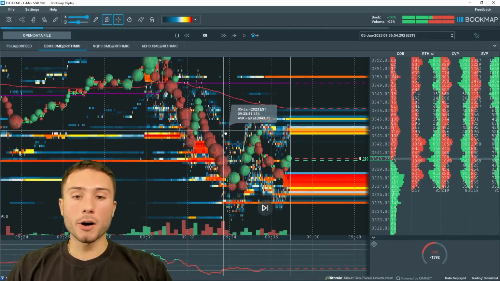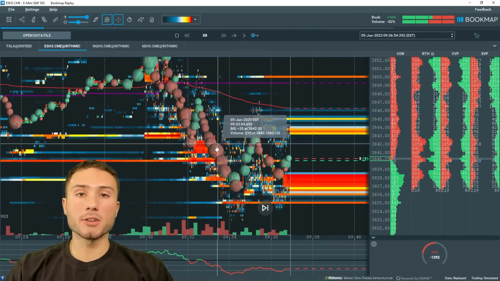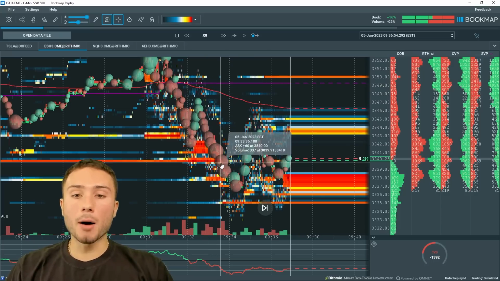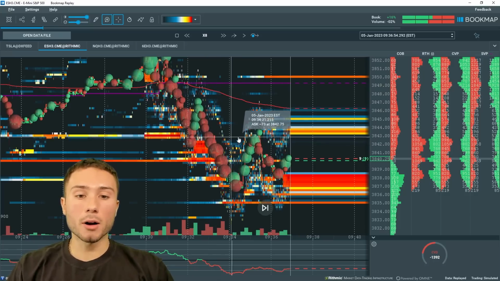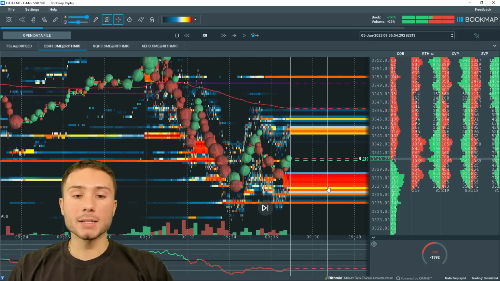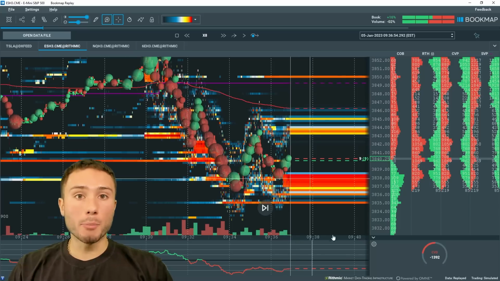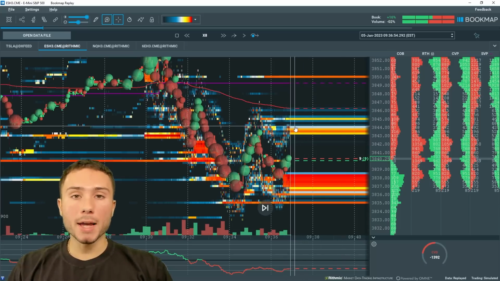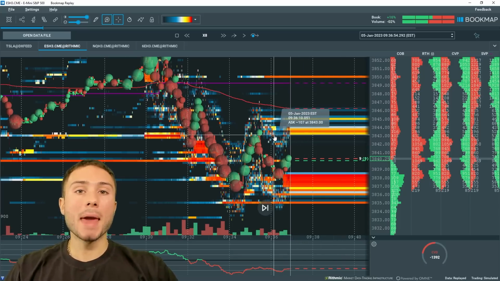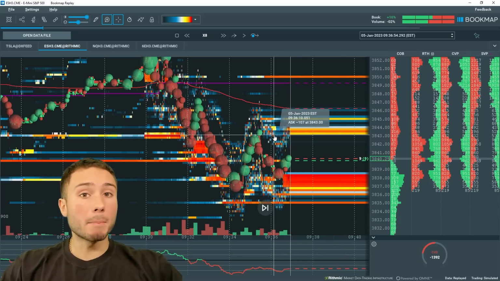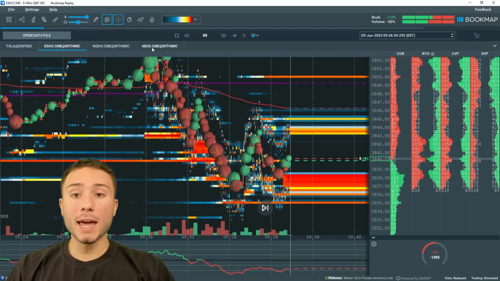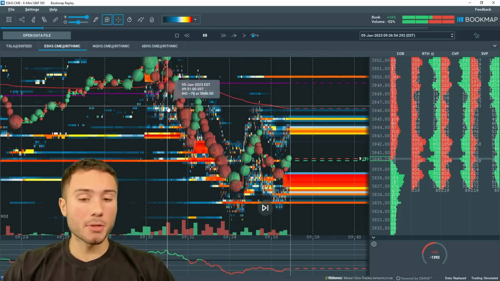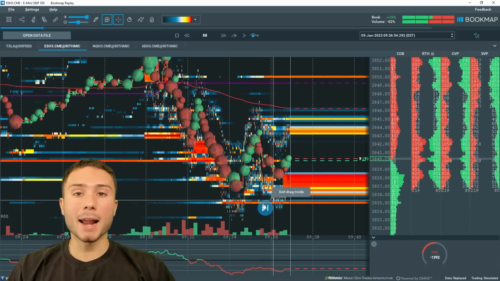And what you see on the charts here is every green bubble is an aggressive market buy order. Every red bubble is an aggressive market sell order. Every line under price on the heat map is a passive buyer. And every line above price is a passive seller. This paints the auction between buyers and sellers, not only historical data in case we miss something, but also real-time data as it's forming.